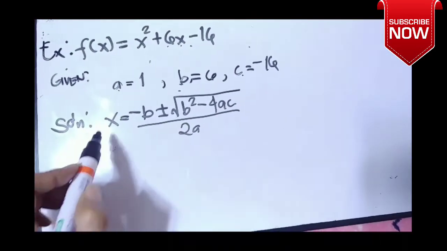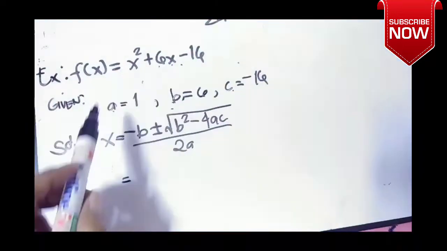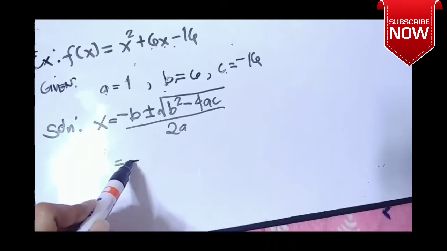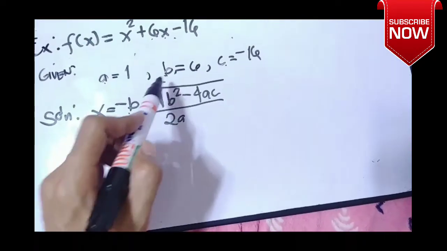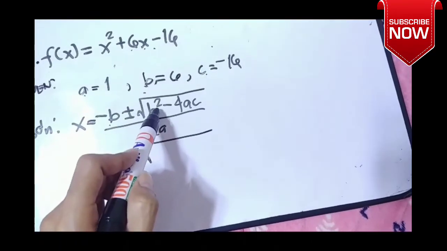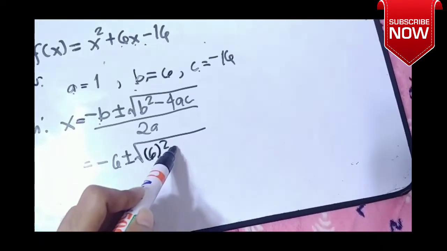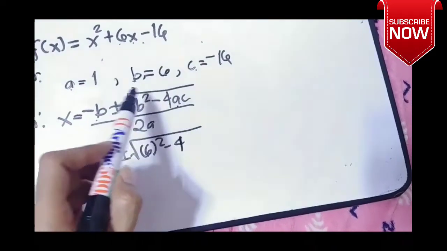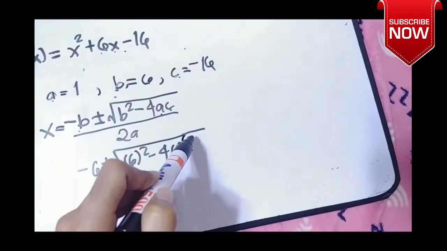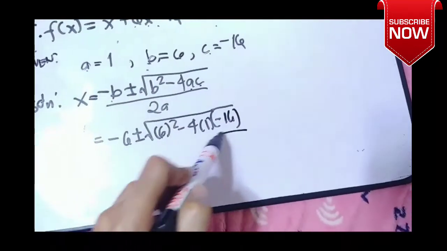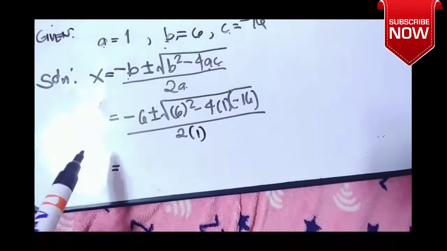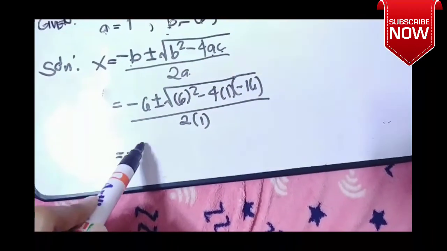Alright? So after writing the formula, just directly substitute these values. So negative, sulat natin diretso, negative. What is the value of b? That is 6. Positive, negative, square root of, what is the value of b? That is 6 at naka-squared siya. Minus 4. What is the value of a? That is 1. What is the value of c? Negative 16. Okay. All over 2. What is the value of a? 1. Alright. Copy paste lang tayo.